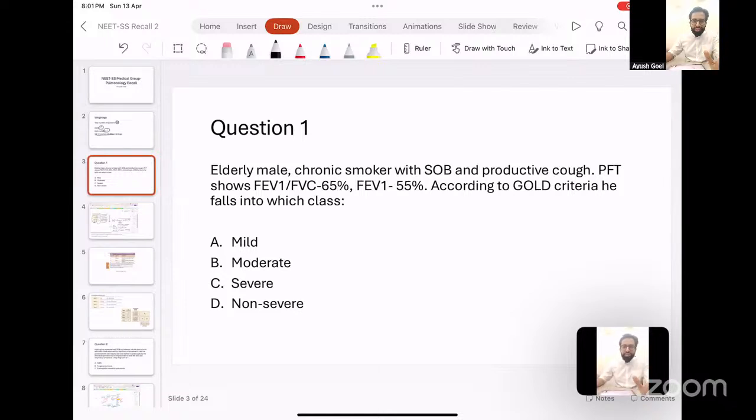The first question that was asked on COPD was, there was an elderly male who was a chronic smoker with shortness of breath and productive cough. The PFT showed that the FEV1 by FVC ratio was 65% and the FEV1 value was 55%. According to GOLD criteria, which class does the patient fall into?